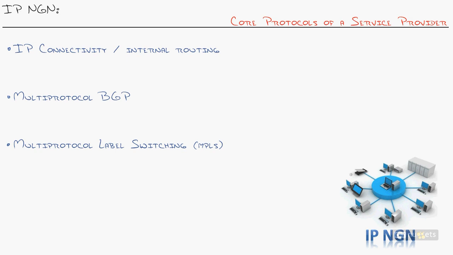So actually, this slide came from the question, if you were to hire somebody new in your group, what are the key things that you would want them to know? Here they are. IP connectivity, internal routing protocols, multi-protocol BGP, and multi-protocol label switching. So this being the trailer, we're going to do a quick overview of all these technologies and then unpack them in the rest of the series.